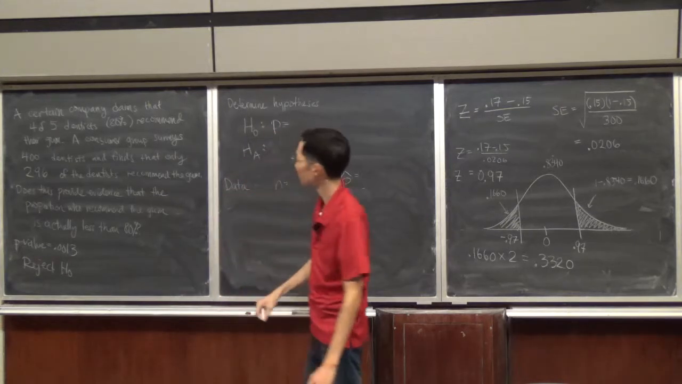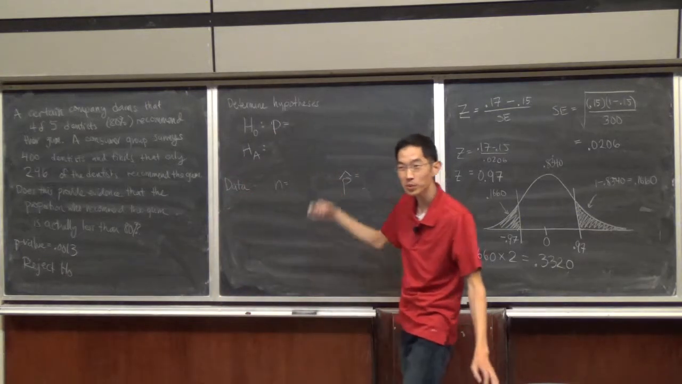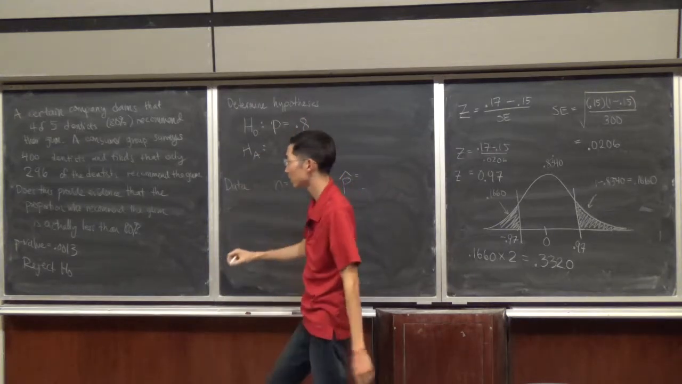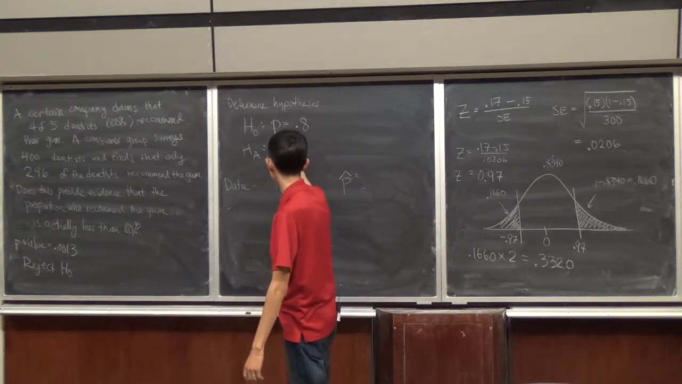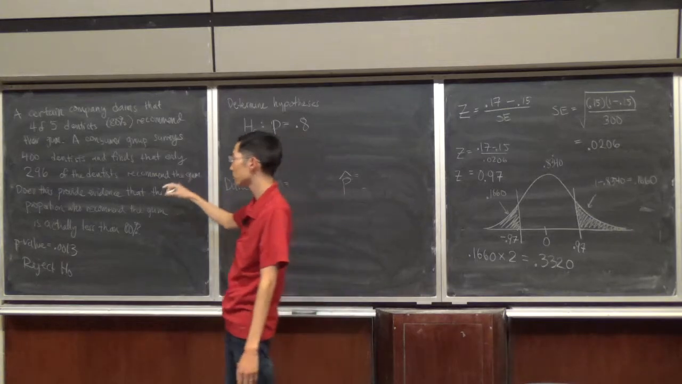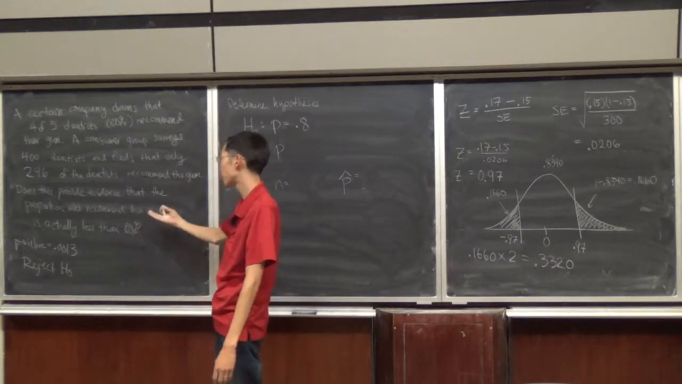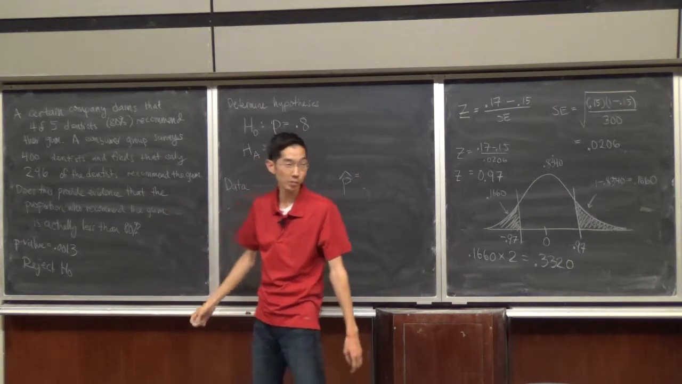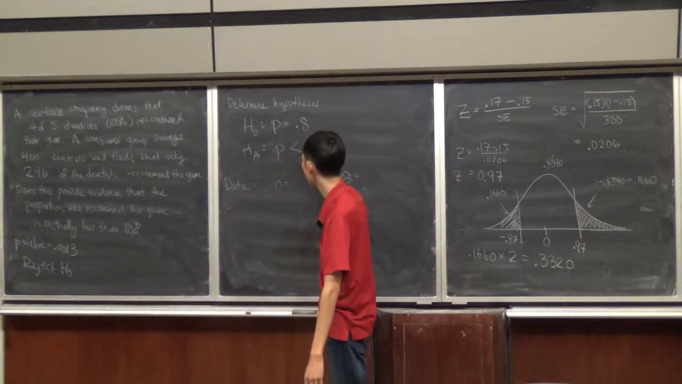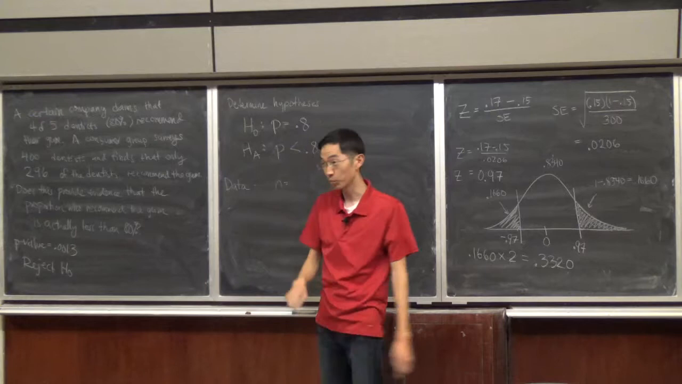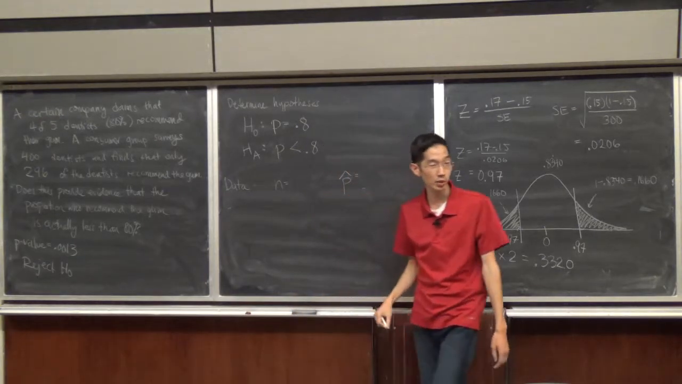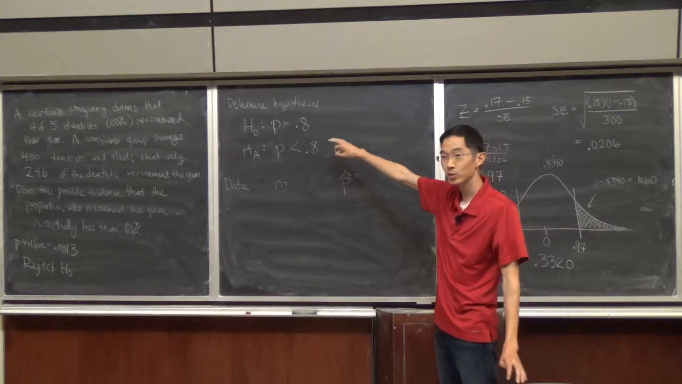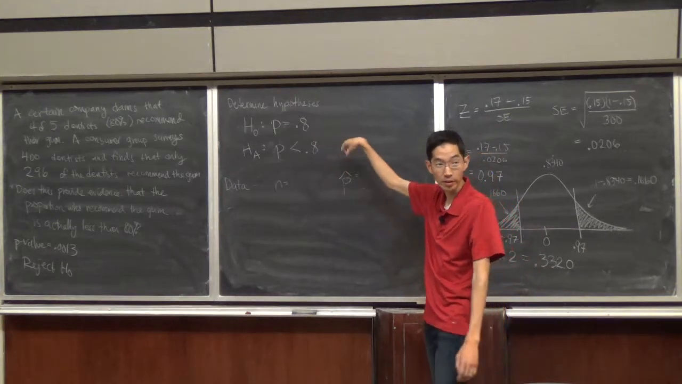Alright, so determine the hypotheses. P is equal to 0.8, right? This is the claim that we are testing, or the belief that we're going in with. And the alternative says, does this provide evidence that the proportion who recommend the gum is actually less than 80%? So our alternative is going to be P is less than 0.8. That's what we want to test. Okay, is that okay? Just want to make sure that we're good with the less than here.